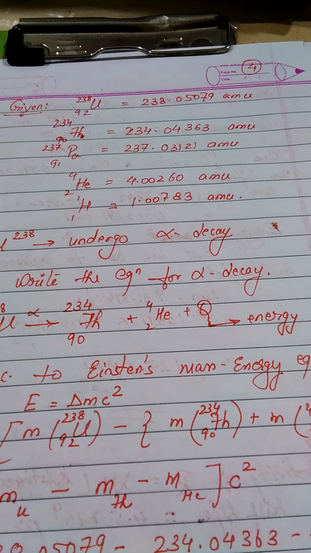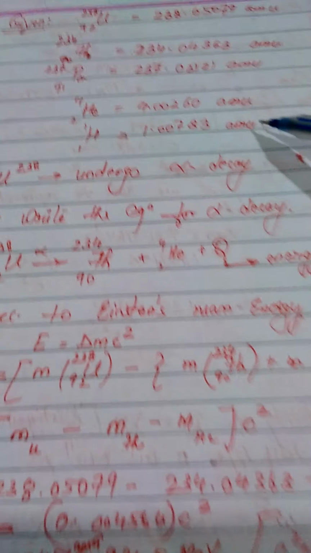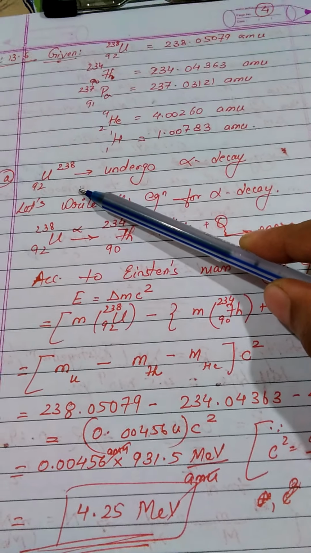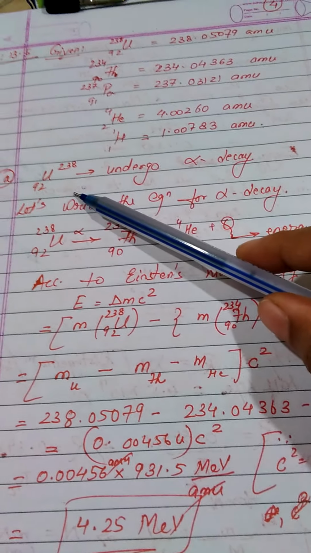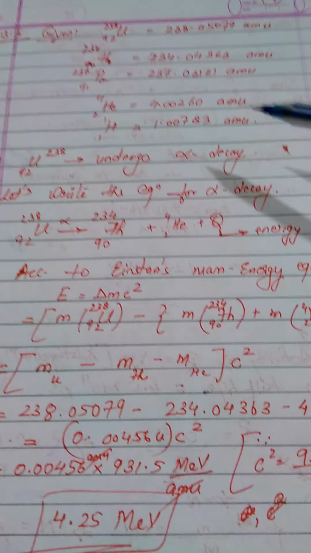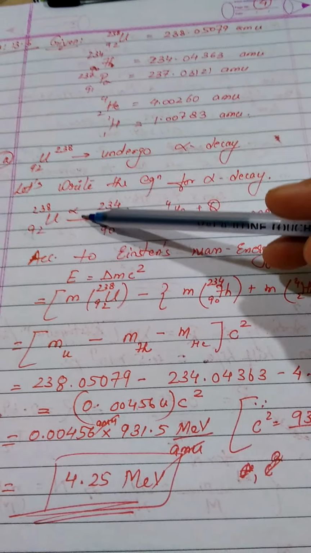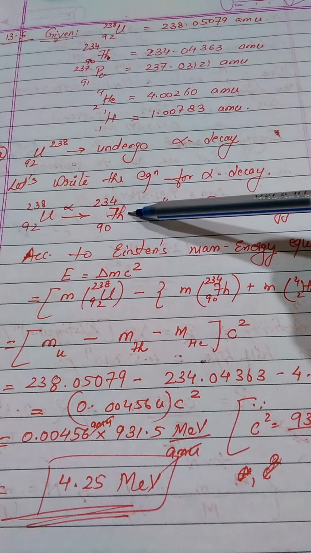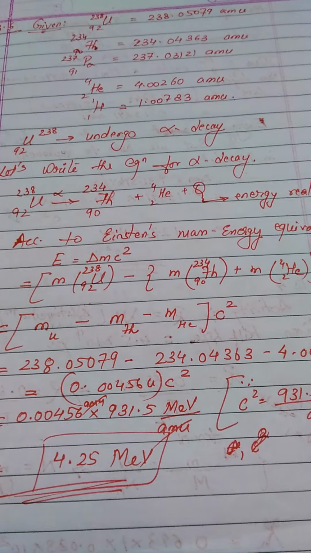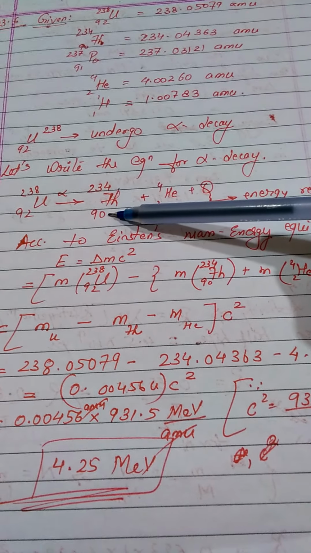So to start with the question, here are the given values, these are the atomic masses. Now for uranium U-238, the first part we will take is to calculate how much energy is released when this uranium undergoes alpha decay. So if it is undergoing alpha decay, the equation will be like this. When uranium decays by alpha decay, it gives out thorium, helium, and energy is released. According to alpha decay, the mass number will decrease by 4 and the atomic number will decrease by 2.